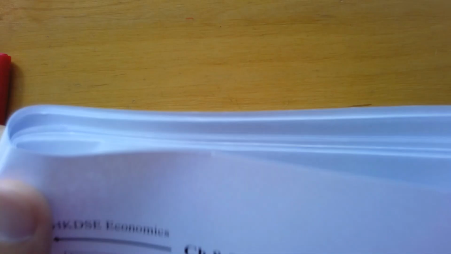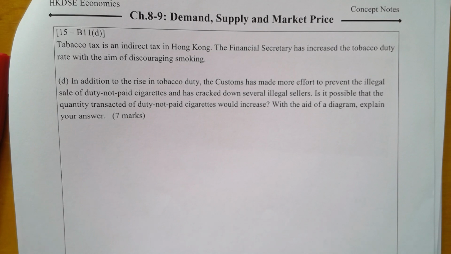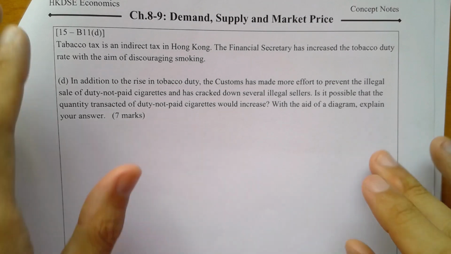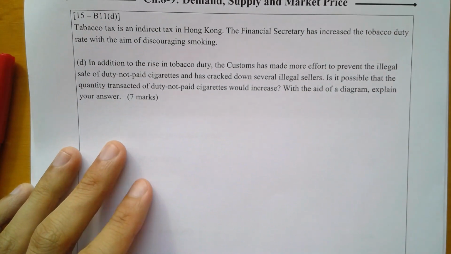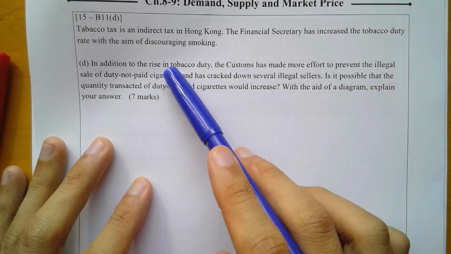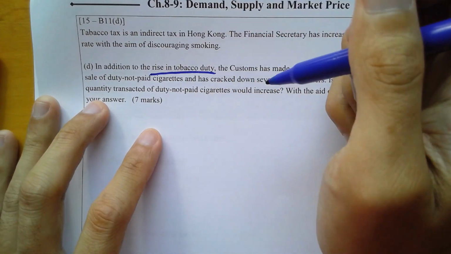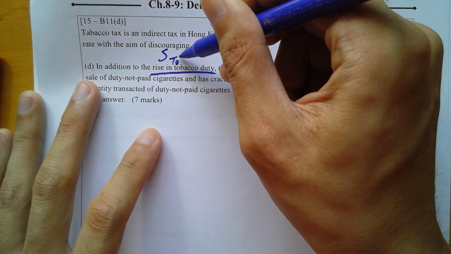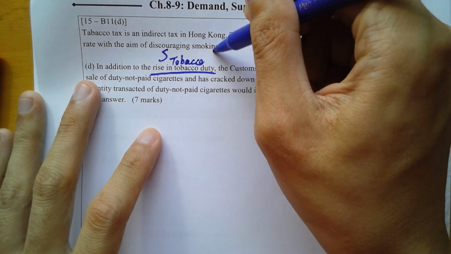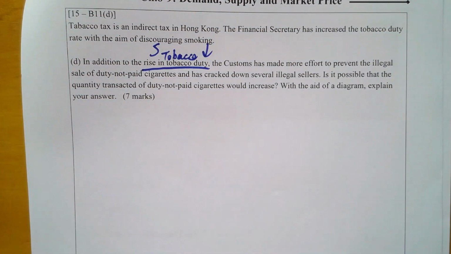The final one. Let's go to the final page. Page 30. Now page 30, this is the question. Tobacco tax. It says it's an indirect tax, to discourage people from smoking. Now here, in addition to the rise in tobacco duty, this sentence, rise in tobacco duty, means that the supply of tobacco would decrease. Or rather the legal one.